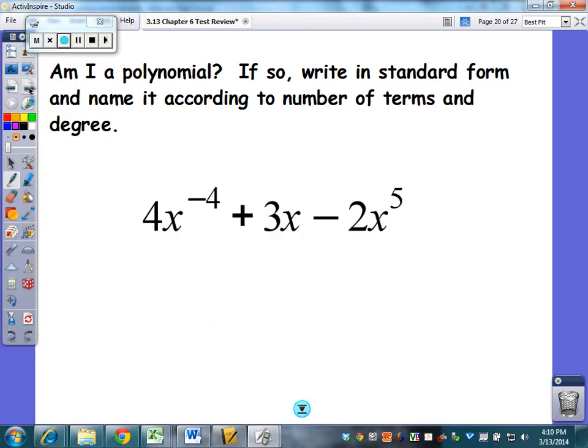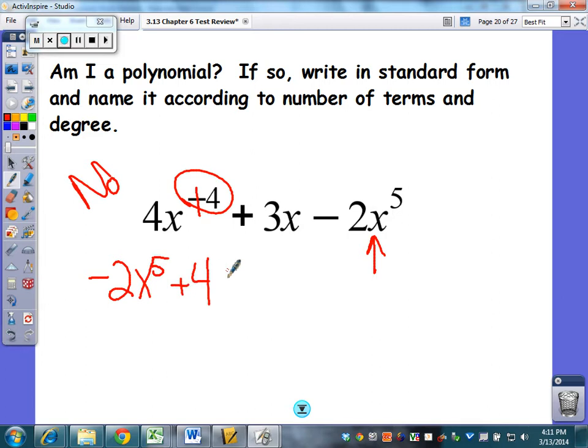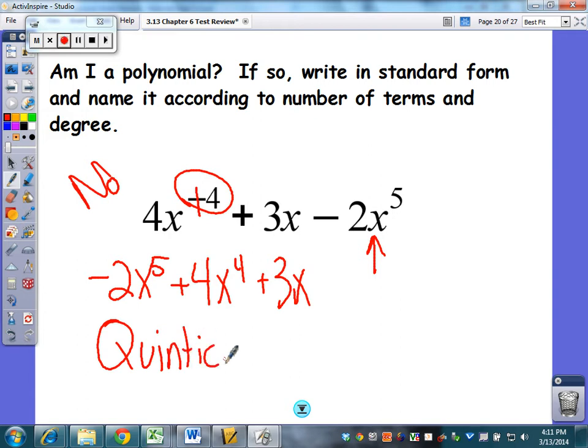Okay? This is not a polynomial because of my negative exponent, so therefore it's no. However, if I had a positive exponent, because my highest degree is 5, when I wrote it in standard form, it would be negative 2x to the 5th plus 4x to the 4th plus 3x. Because I have a power of 5, we call it a quintic. And because I have 3 terms, trinomial.